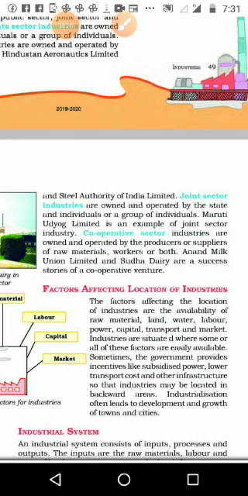Or workers, those who are working in the factory, as a group they make a cooperative sector industrial unit. Or any group together, maybe producers and suppliers, or suppliers and workers, or producers and workers together, they make the industrial unit that is known as the cooperative sector.